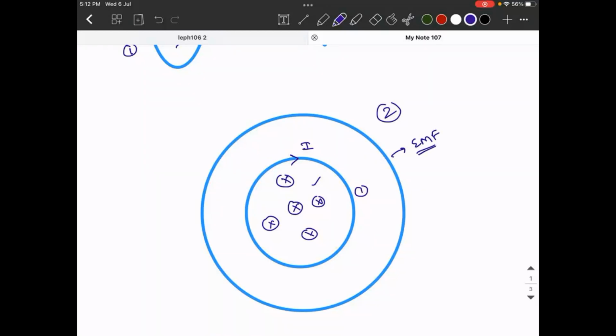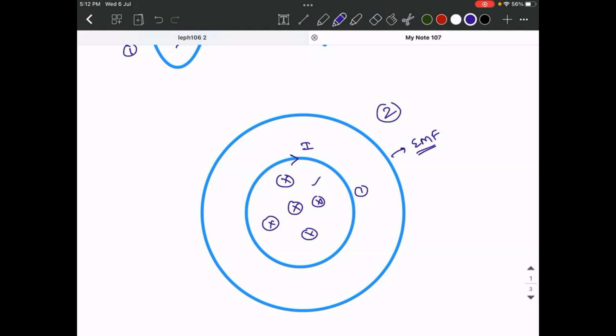Correct? So out of these two scenarios, in both scenarios, what is happening? There is one coil where the current is passed and a second coil where the EMF is induced. Out of these two processes, which one will create more EMF? Scenario 1 or scenario 2? Why? Scenario 2 will create more EMF, or I can say more flux is associated with the second coil, because they are both placed coaxial to each other.